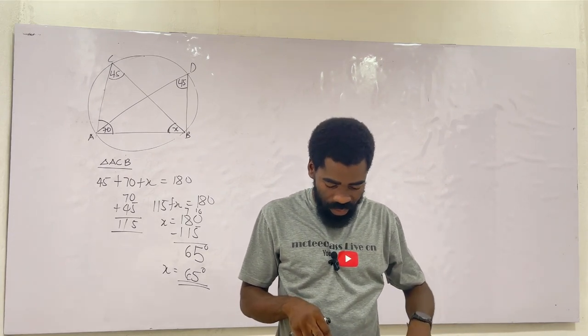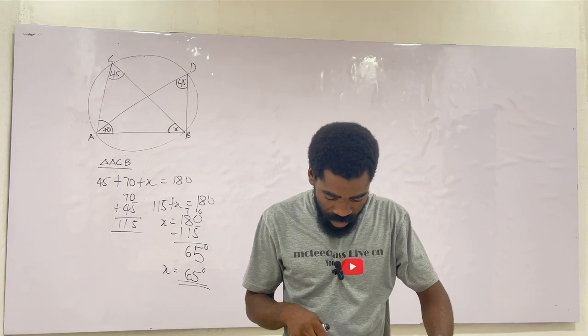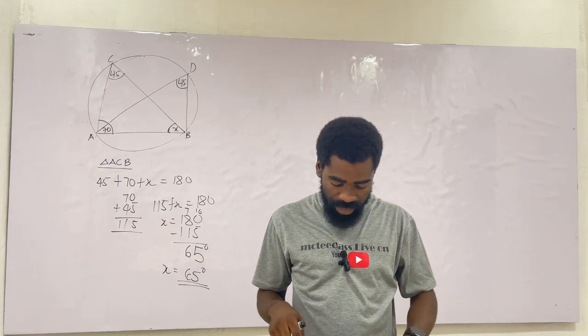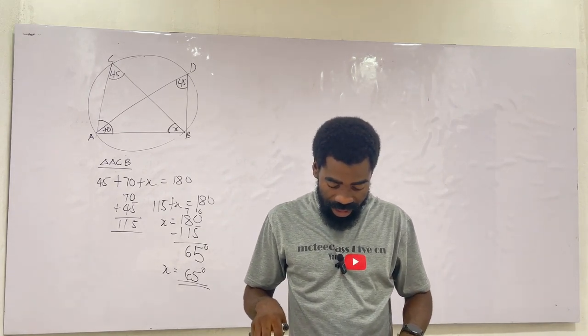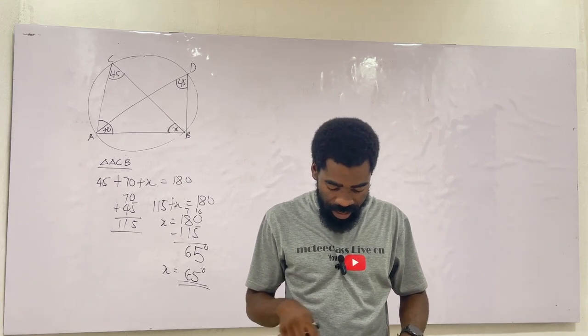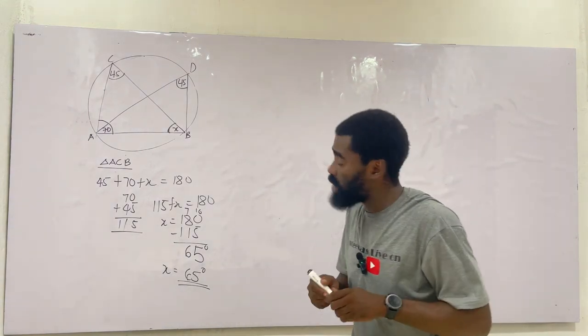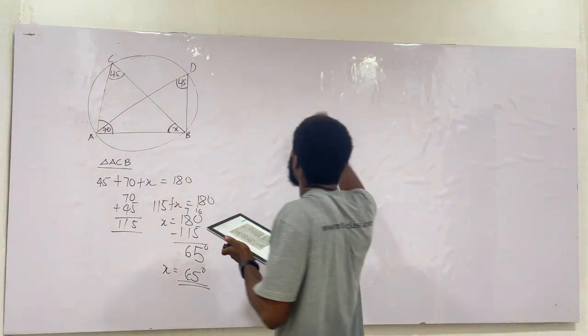Let's choose question 12. Let's go for question 12. We are finding the angle ABD. So let's draw this and go.